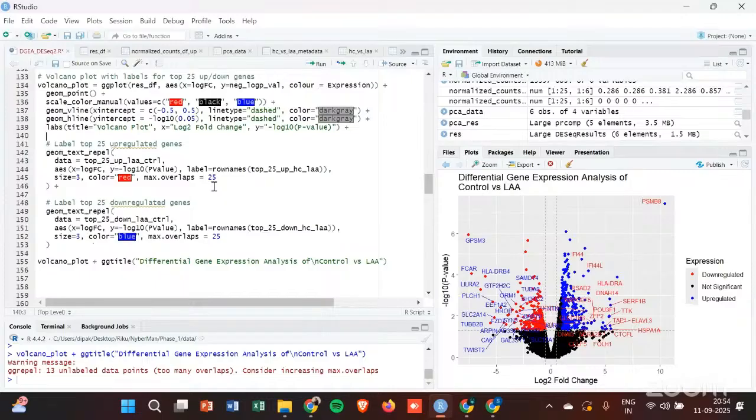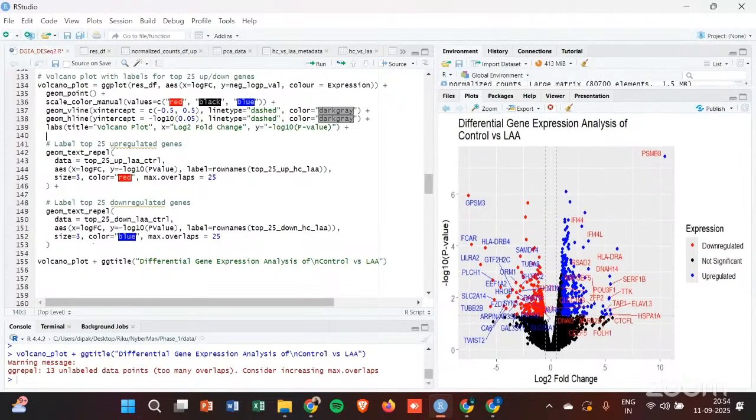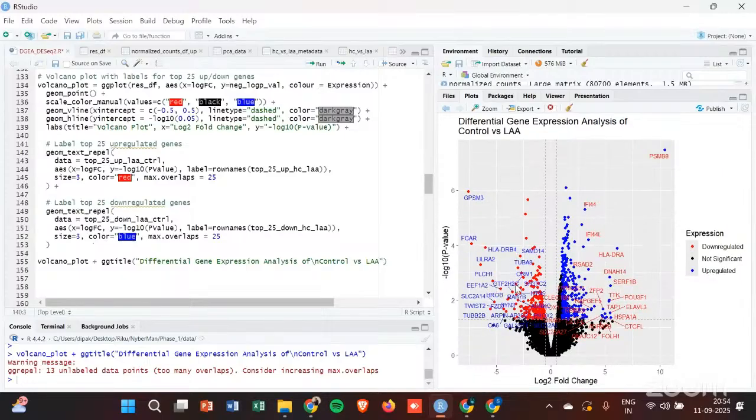I will be very honest here. What does the max.overlaps function do? Yeah, so the max.overlaps parameter basically allows only 25 overlaps, in the sense that if two genes are very close together and the actual names overlap, for example, TWIST2 and TUBB2B, they might overlap because they're very close. So it allows for 25 such overlaps, beyond which you won't be able to see.